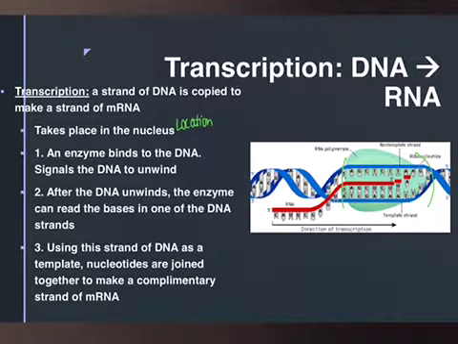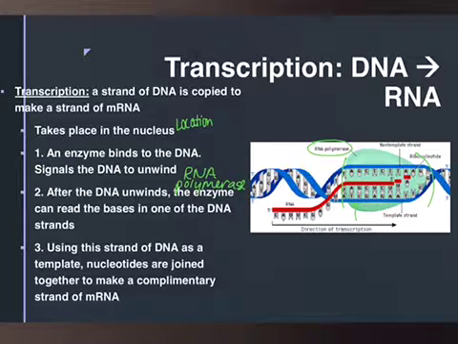After the DNA unwinds, the enzyme can read the bases in one of the DNA strands. In this particular strand, it looks like the bottom strand is being read. This enzyme is RNA polymerase, and its job is to read the bases in one of the DNA strands.